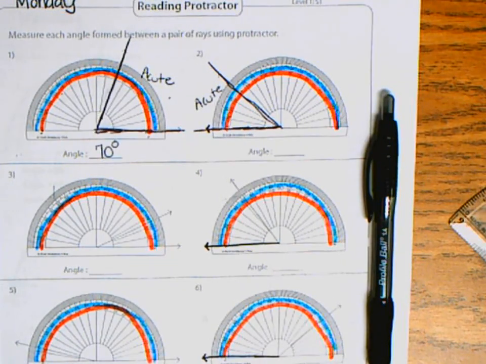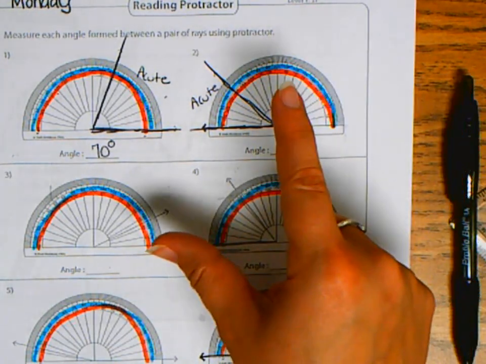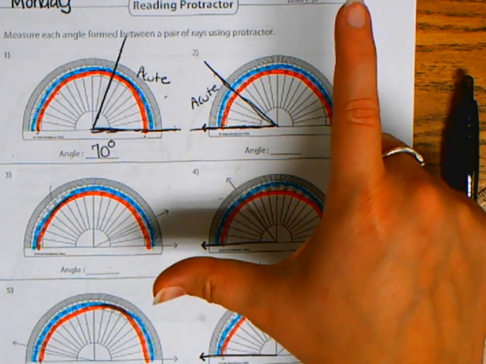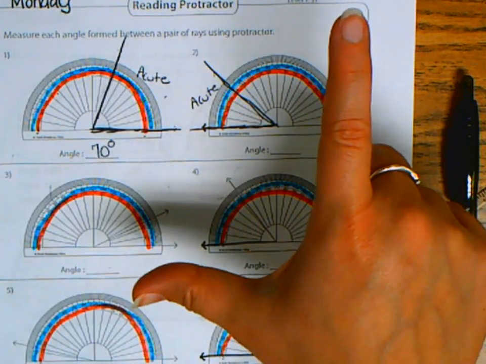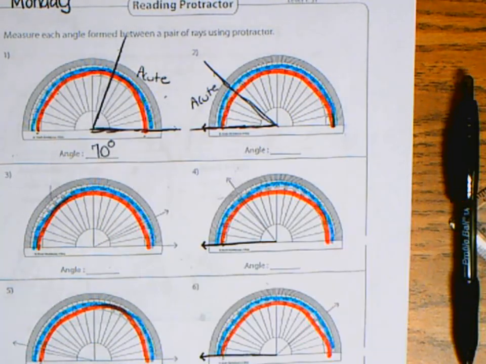And if you're confused, there's ways to figure it out. An acute angle looks like this, right? It's smaller than 90 degrees. A right angle looks like this. It makes that L shape, so that's 90 degrees. An obtuse would be a lot bigger than 90 degrees.